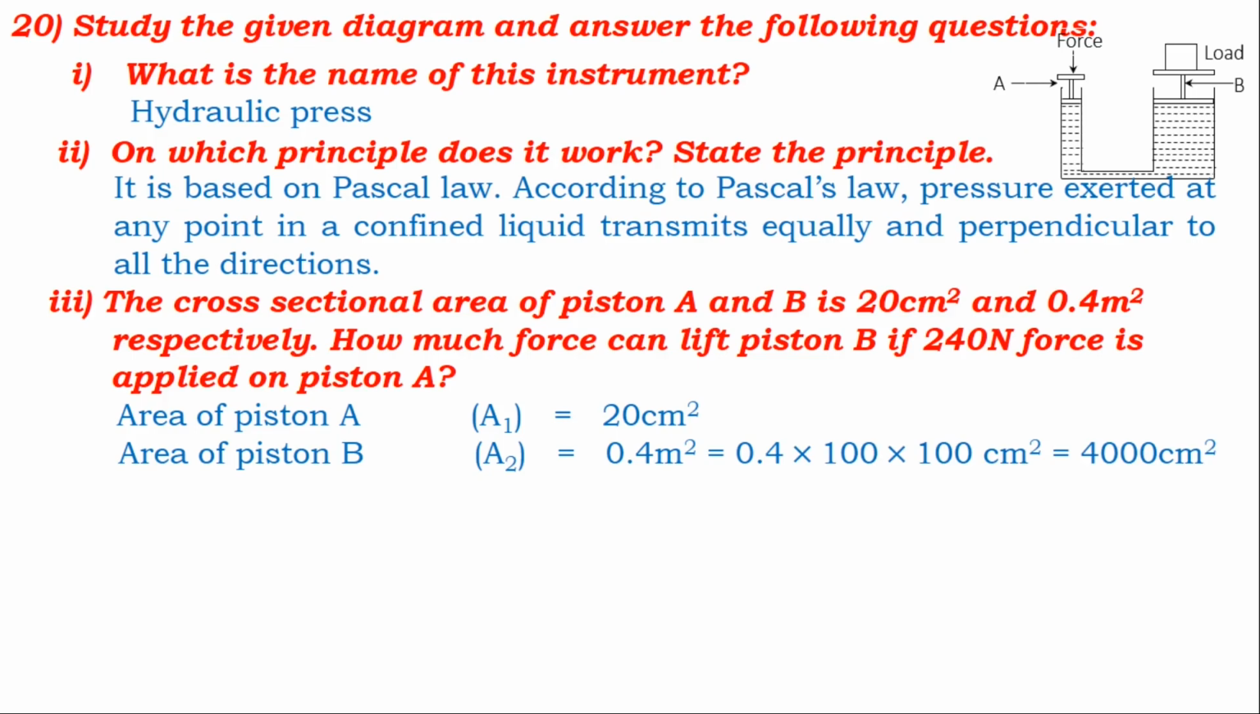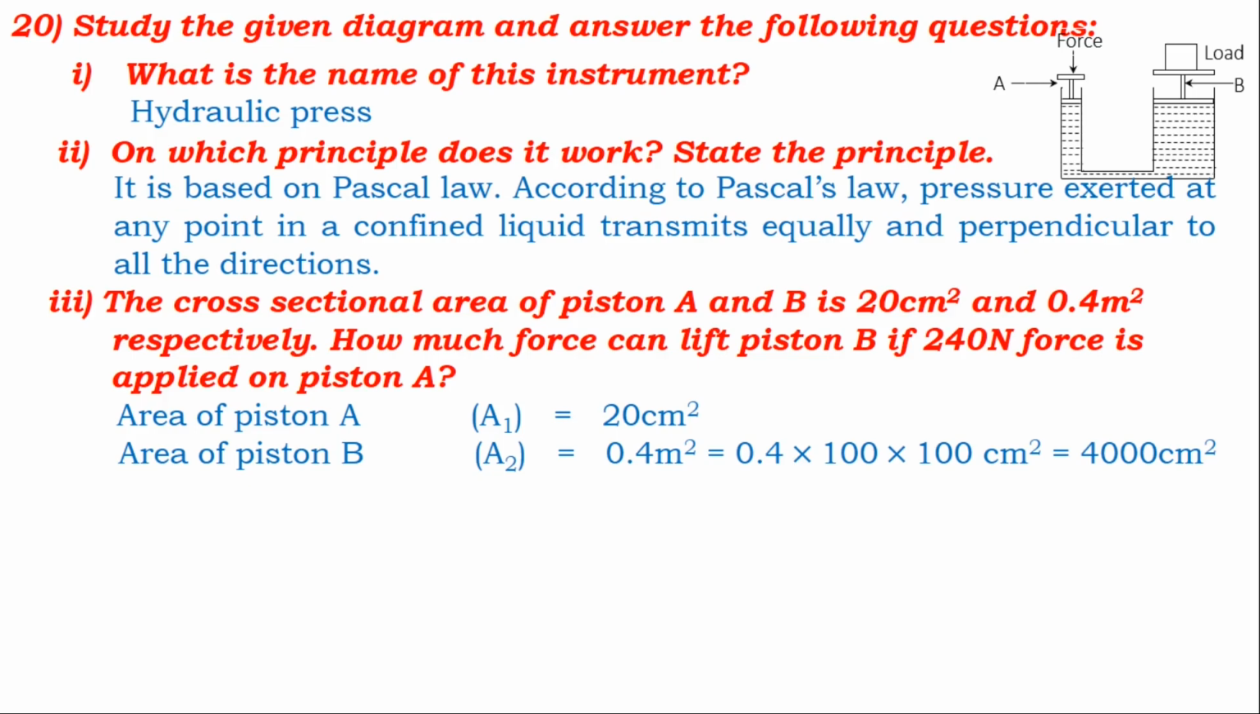Either we have to convert this meter square into centimeter square or centimeter square should be converted to meter square. We must have the same unit. How can we convert this meter square into centimeter square? By multiplying it with 100. Since we have 2 meters, that's why we have to multiply by 100 twice. And each of the meter converts to centimeter.